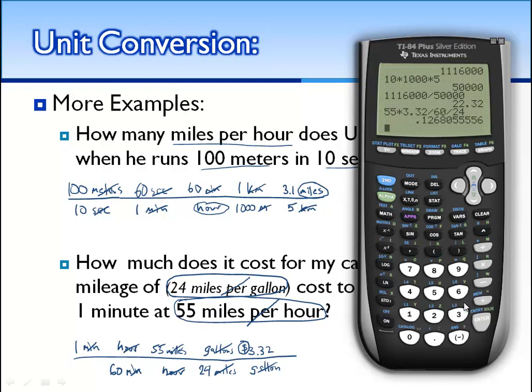Since my drives into school usually last about 30 minutes each, let's multiply this by 30. And it looks like it cost me about $3.80 to drive into school one way, plus another $3.80 to drive home, or roughly $8 a day in gasoline.